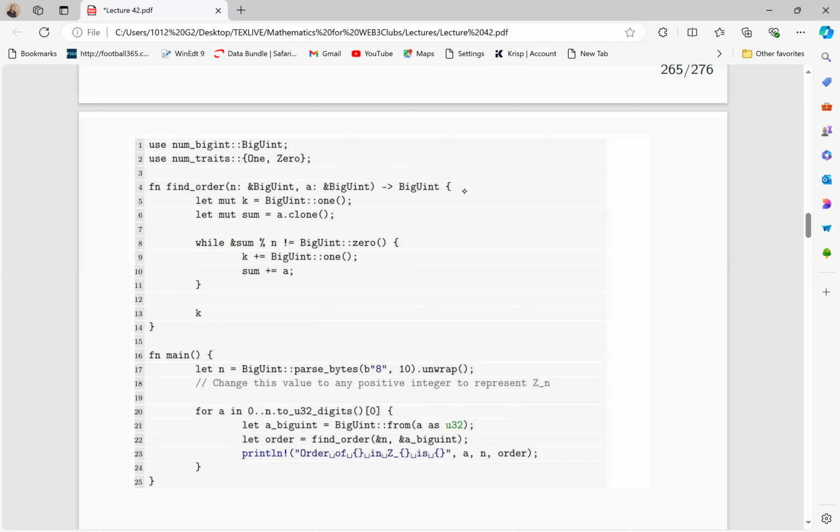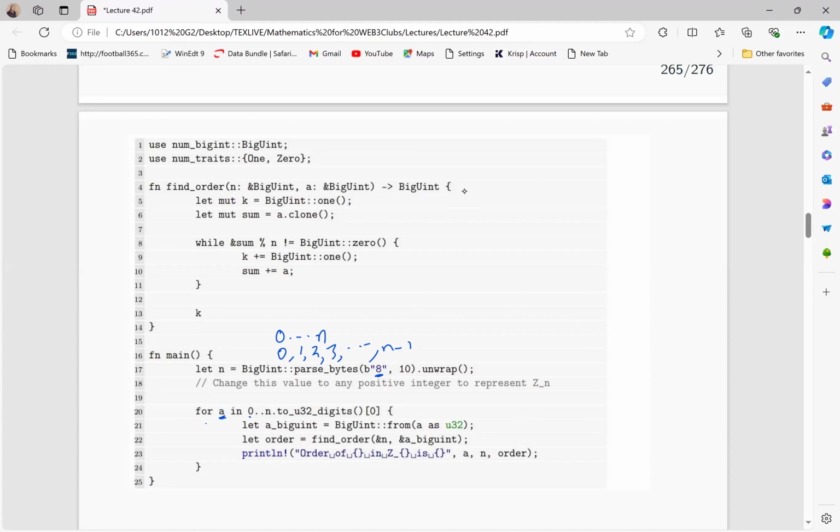In the main function, you put your mode, and then it will be calculating for A in the range 0 to N. When you write 0 to N, Rust will understand that as 0, 1, 2, 3, all the way up to N minus 1. You'll understand it that way.